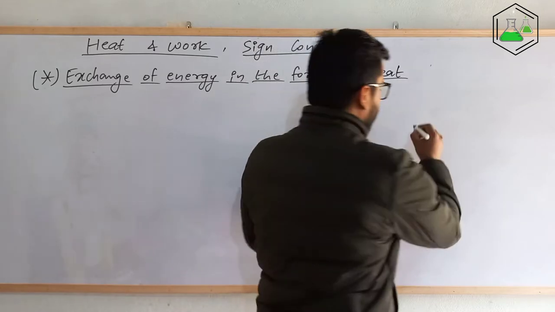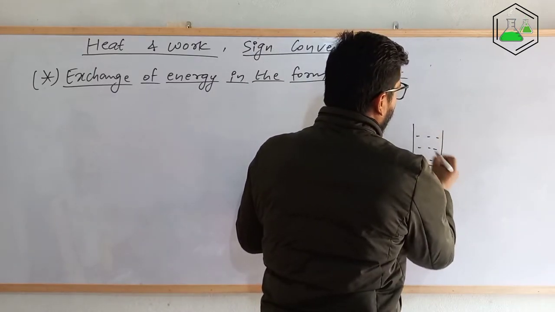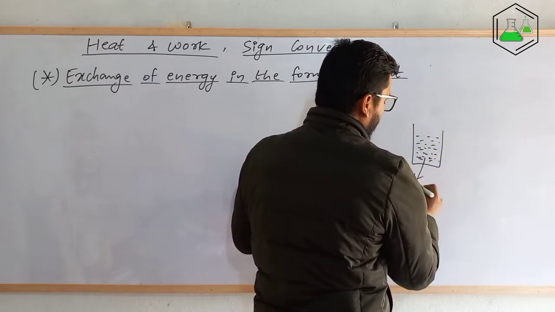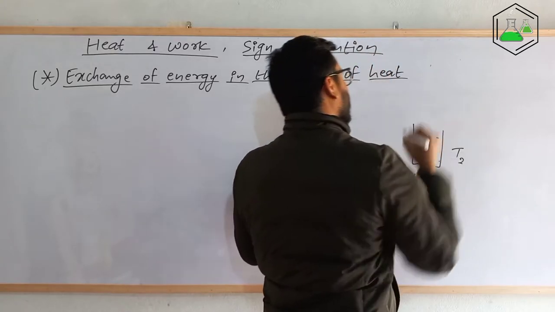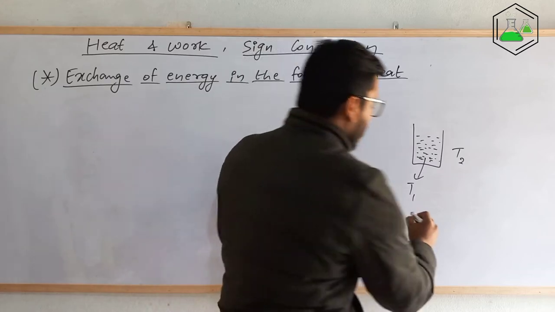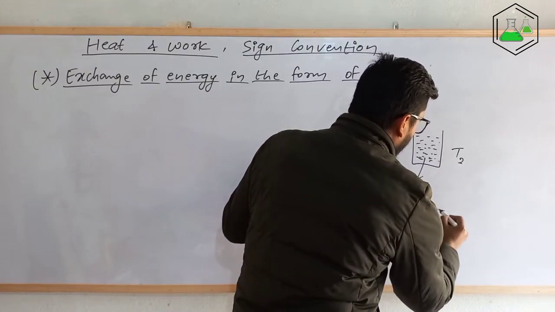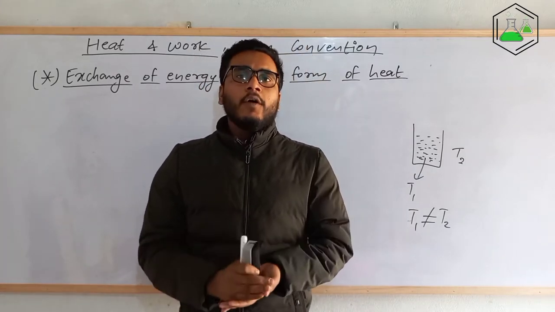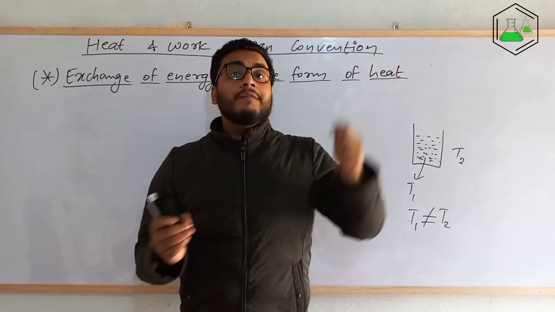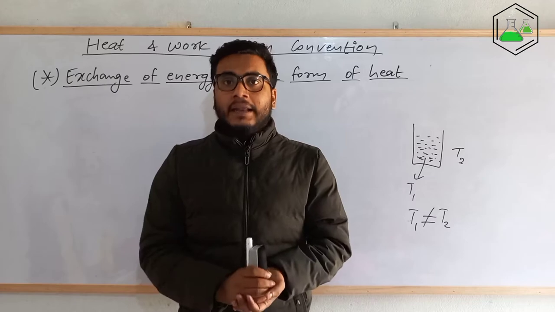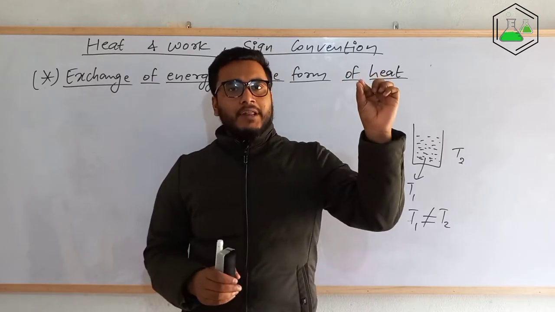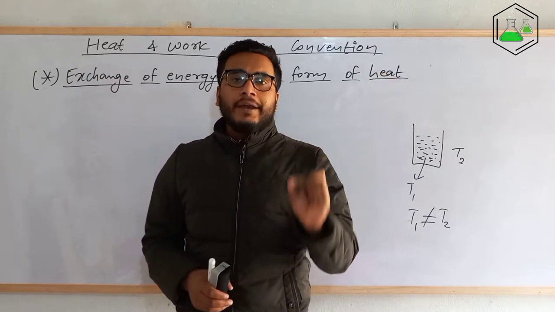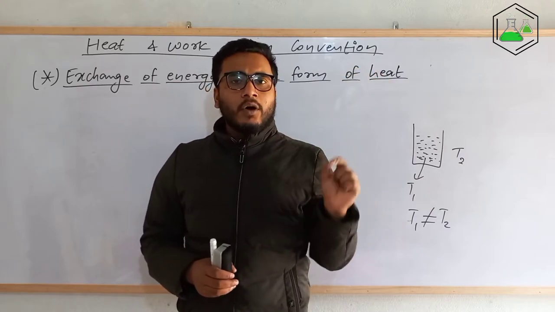Let us consider a system and surrounding at different temperature. The temperature of the system is T1 and the temperature of the surrounding is T2, and the given condition is T1 is not equal to T2. They have different temperature. Then obviously heat will flow from the region of higher temperature to a region of lower temperature. Or simply we can say that energy will flow from the region of higher temperature to a region of lower temperature, and when it is flowing, then we call that heat. If energy is flowing, then we call that heat.